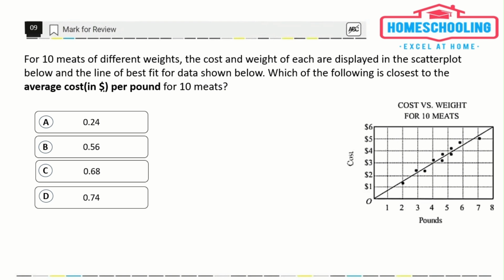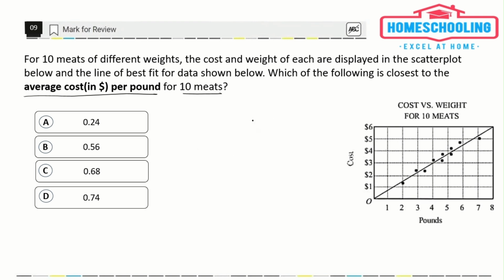Now in question number 9, for 10 meats of different weight, the cost and weight of each are displayed in the scatter plot below. And the line of best fit for the data is shown. Which of the following is closest to the average cost per pound? This is very important. Average cost per pound for 10 meats.